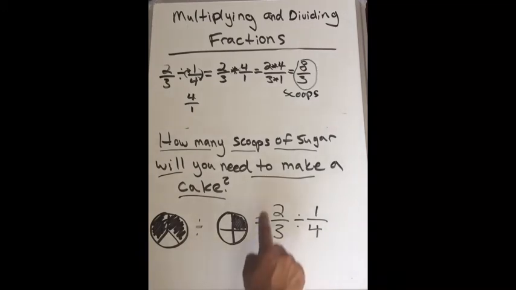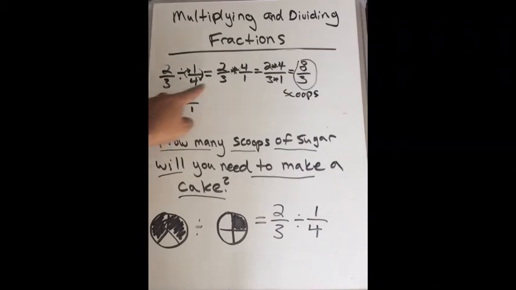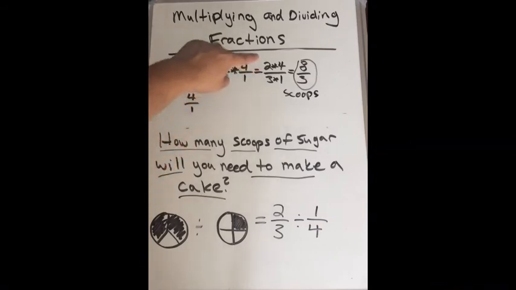So when we're dividing 2/3 and 1/4, just like how we learned, first, we want to find the reciprocal of the second fraction. 1/4 turns into 4/1. Then we multiply 2/3 times 4/1. 2 times 4 makes 8. 3 times 1 makes 3. And that is our final quotient.